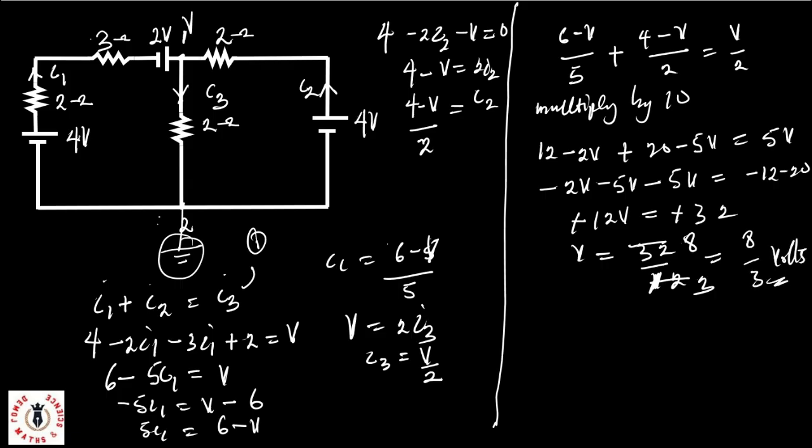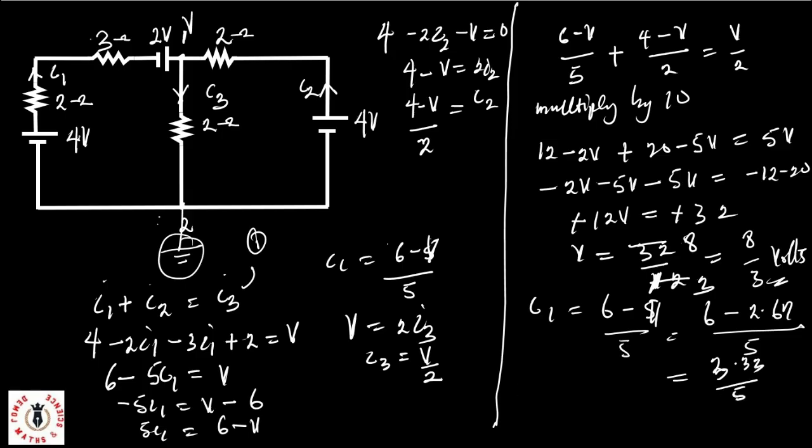Now, if V is 8 over 3 volts, we can begin to find each of the currents in amps. For I1, we already know that I1 is equal to 6 minus V over 5. That's equal to 6 minus 8 over 3, over 5. 8 over 3 is the same thing as 2 and 2 over 3, that's 2.67. 6 minus 2.67 is 3.33, over 5.